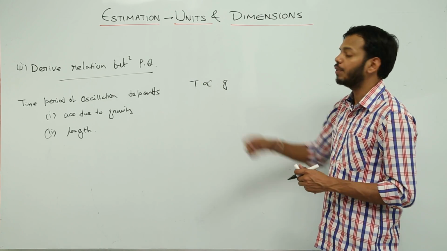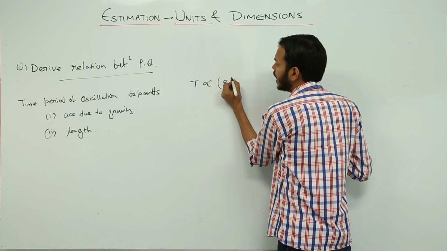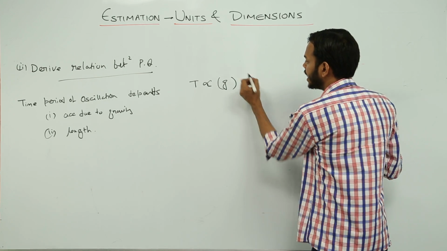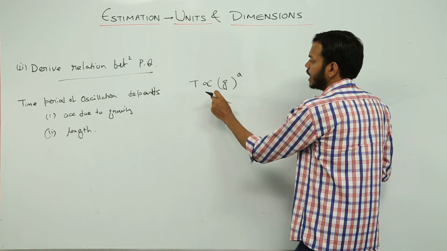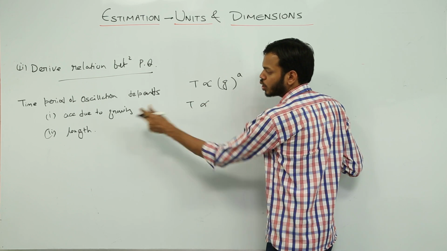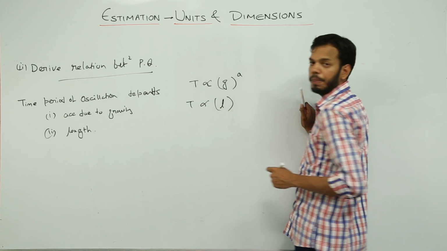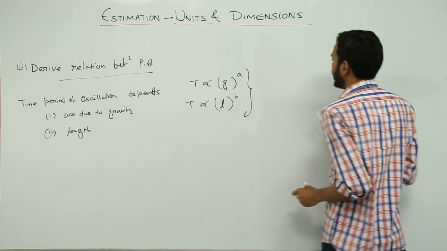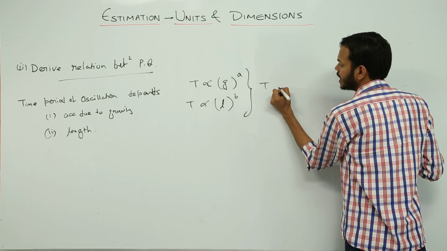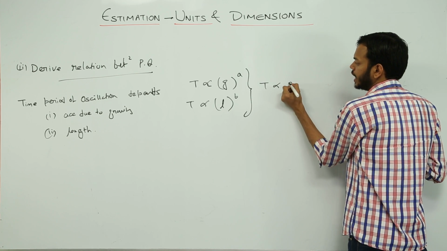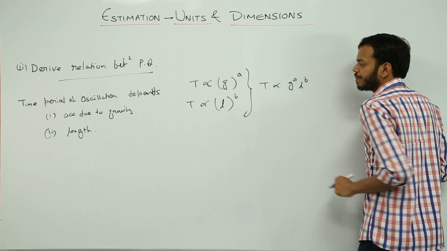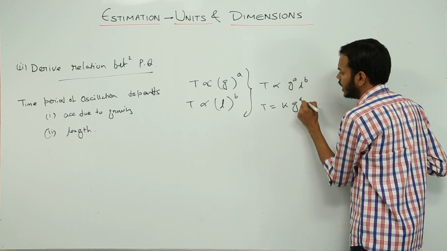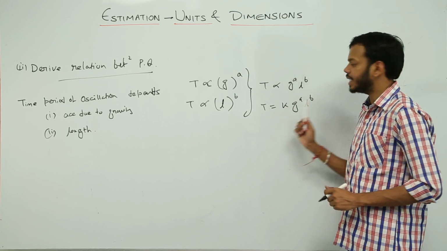So for that, what we are going to do is just assume that time period is proportional to g by some factor, let it be a, as simple as it is. Then time period is also proportional to length of the pendulum, but by what factor we don't know, so this is b. So if we combine these two factors, I'll get time period is proportional to g raised to power a, L raised to power b. Okay, that means T is equal to k times g raised to power a, L raised to power b. This is simple up to this term.